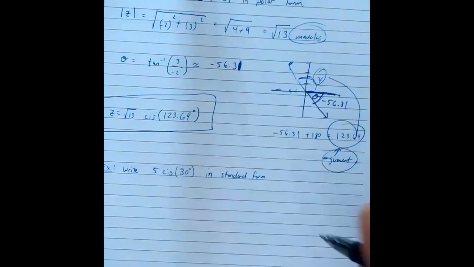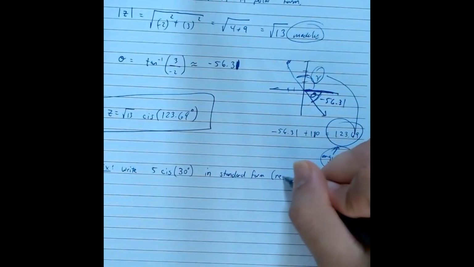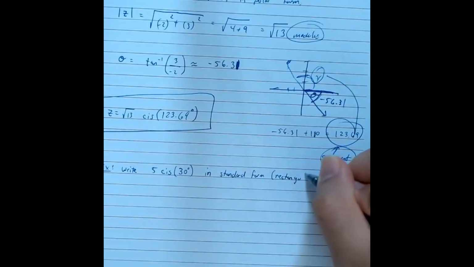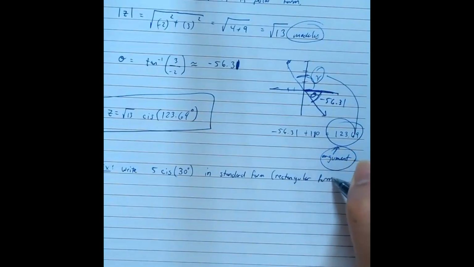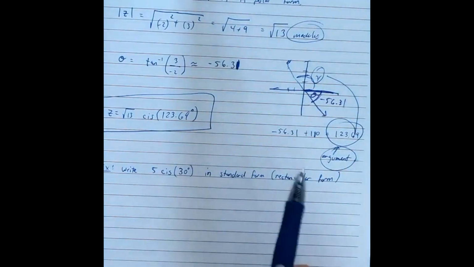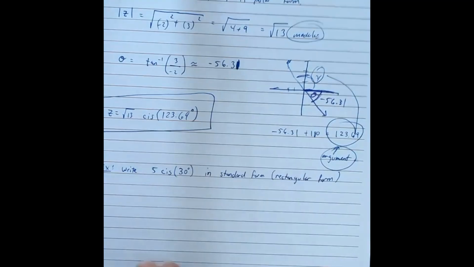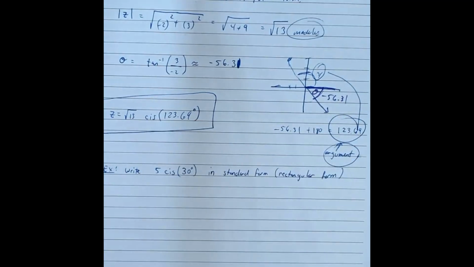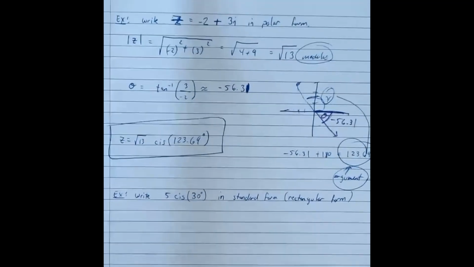Incidentally, depending on what book you're using, standard form is also sometimes called rectangular form, because it's on the rectangular coordinate system, the XY coordinate system. Conversion back into standard form doesn't require you to remember any of these formulas. It just requires you to know how to do arithmetic.